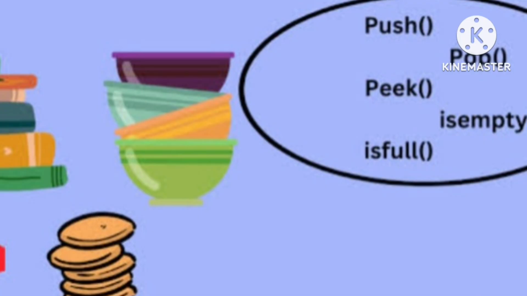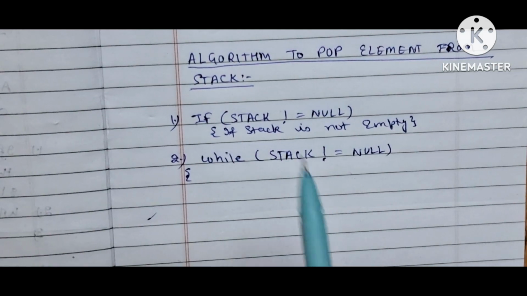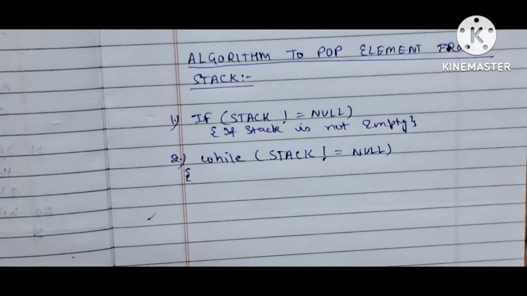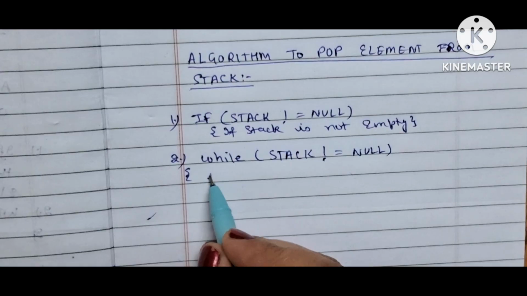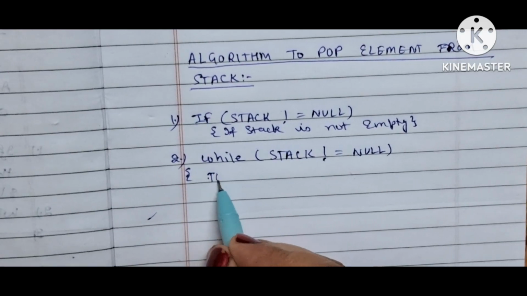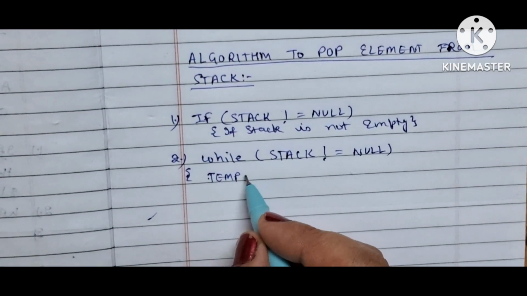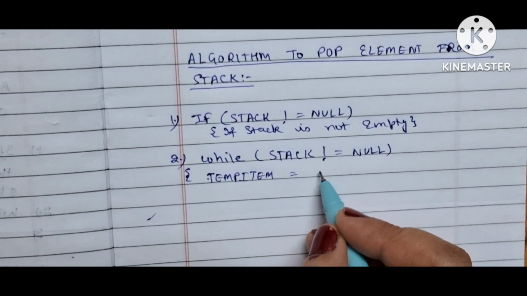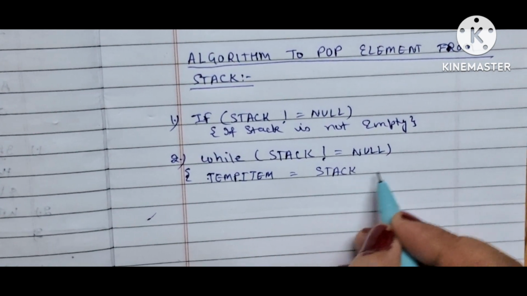So we understand the pop algorithm of an element on the stack. For this we have to check for our stack not to be empty, the condition to be first satisfied. If it is not null, that means we have to pop or delete an item from the stack. Now for this, what we have to do is we will start popping out elements from the stack.